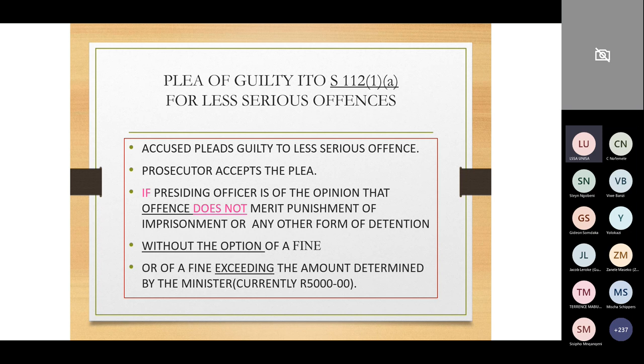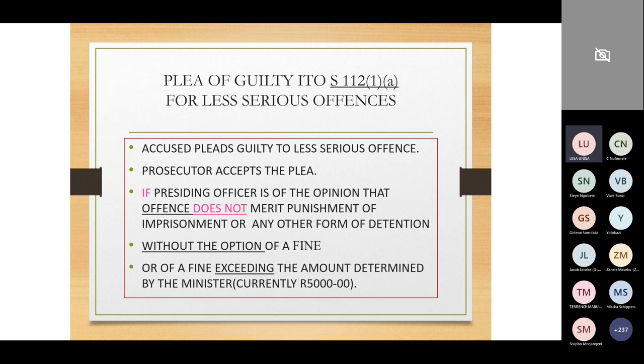For section 112(1)(a), less serious offenses, you don't prepare anything, you don't draft anything, you just stand up and say the defense and the state have agreed that the court may proceed in terms of the provisions of section 112 subsection 1(a) of the Criminal Procedure Act, and the court will then say you are found guilty as charged by the mere fact that on your own accord you have accepted responsibility.